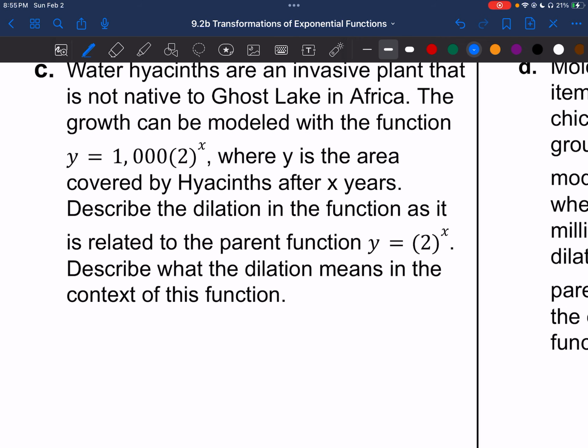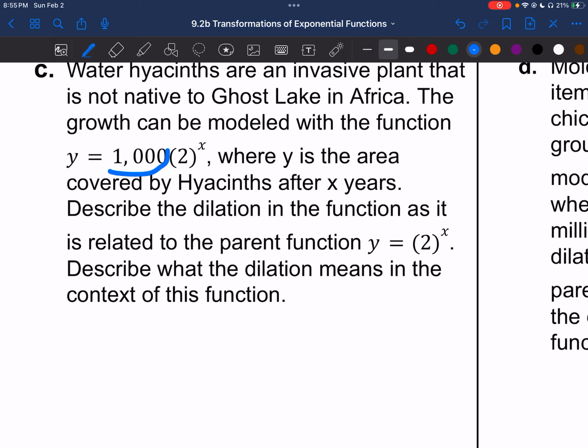So letter C, we have water hyacinths. They are an invasive plant that is not native to Ghost Lake in Africa. The growth can be modeled with the function y equals 1,000 times 2 to the x power, where y is the area covered by hyacinths after x years. Describe the dilation in the function as it is related to the parent function y equals 2 to the x power. Describe what the dilation means in the context of the function.